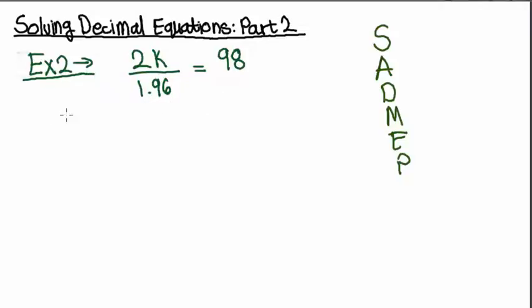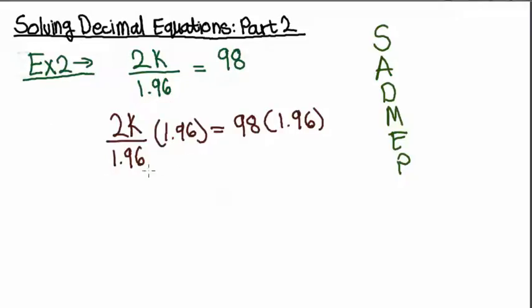Now when I simplify the left-hand side of this equation, the 1.96 on the top cancels out with the 1.96 on the bottom to simply give me a 1. So now I'm only left with 2k on the left-hand side of this equation.